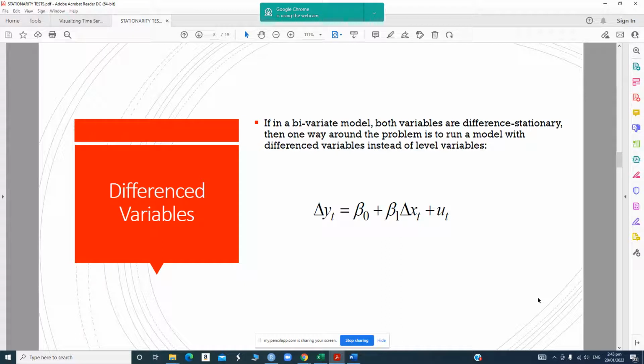In case we have a non-stationary time series, one way to make it stationary is through differencing. And if in a bivariate model, both variables are non-stationary, then one way around the problem is to run the model with differenced variables instead of using the variables at levels.